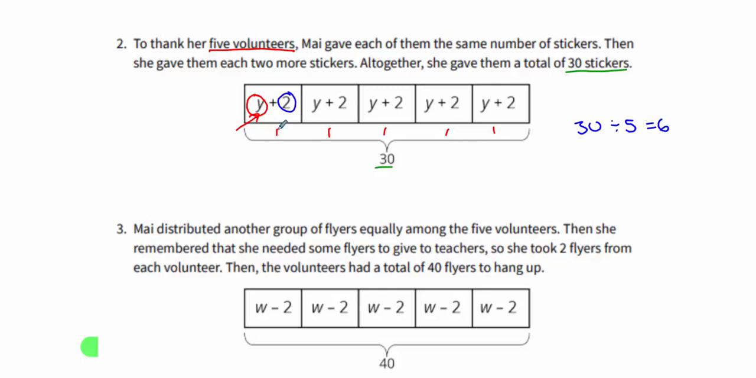So that must mean the total that each volunteer has is 6 stickers. So what number plus 2 is equal to 6? So 4 plus 2 is equal to 6. So y is equal to 4. So she gave them 4 stickers, then an additional 2 stickers.